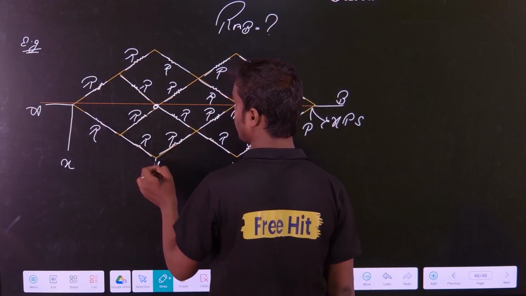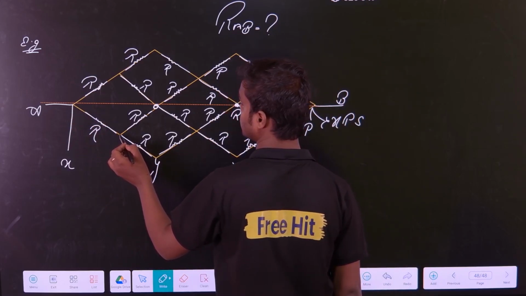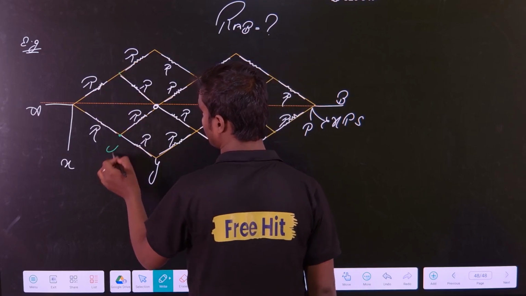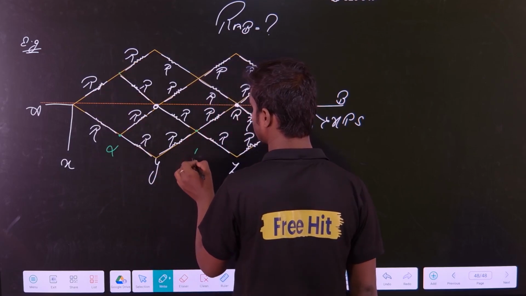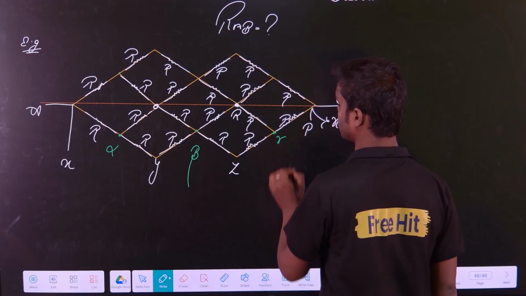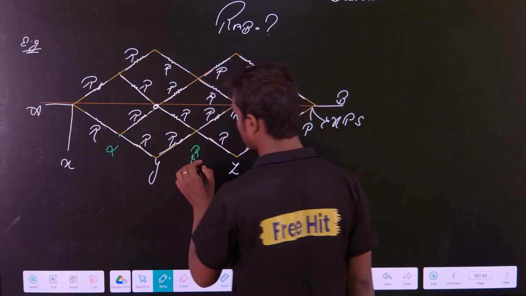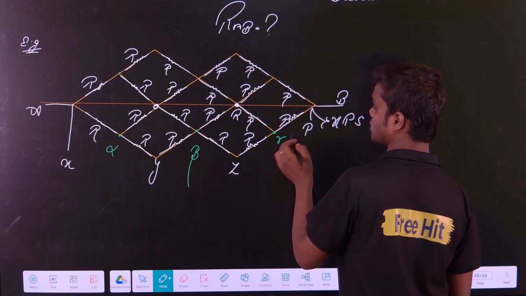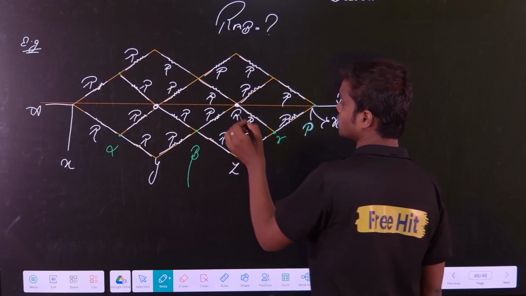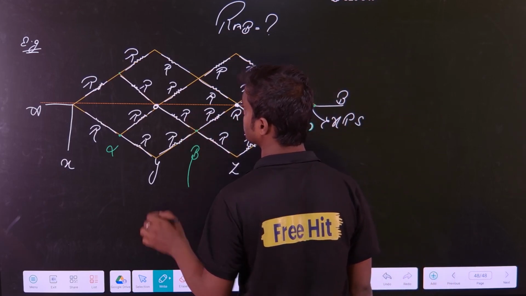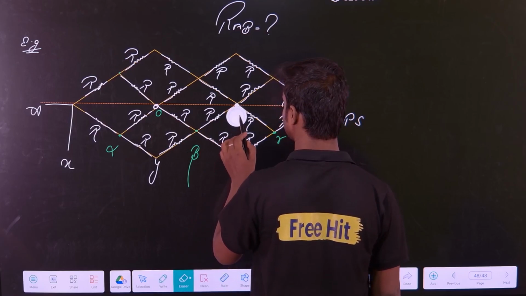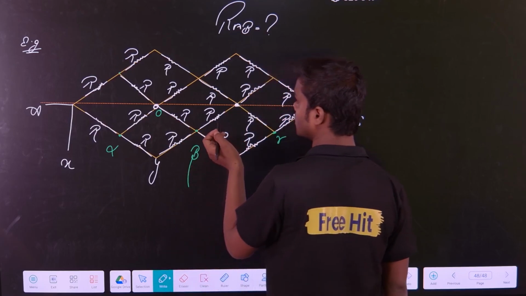This is Y, and this point is also there. This point we take as alpha, this point is beta, and this point is gamma. So we have S, alpha, gamma, Y, beta, gamma, Z, gamma. This point is P, this point is R, and this point is O. No need to mark it again because R is there, so you can take it as O.